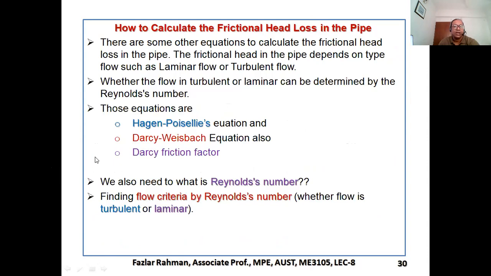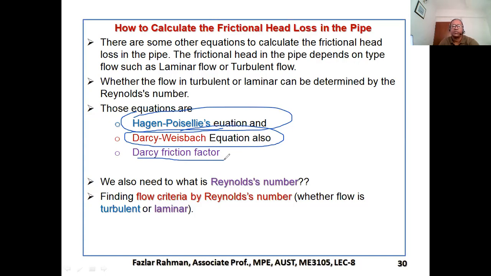Now, how can we know this frictional loss? We can figure it out by three equations. Number one is called the Hazen-Williams equation. The second one is the Darcy-Weisbach equation. In the Darcy-Weisbach equation, he used a constant that is called the Darcy friction factor.